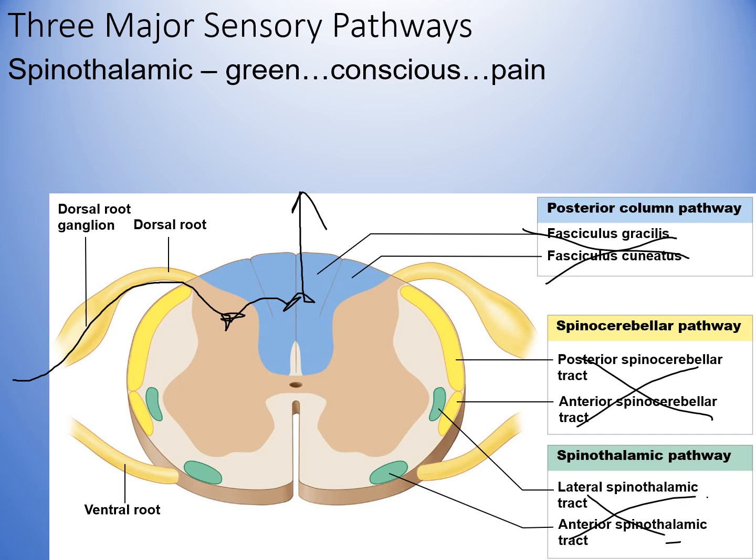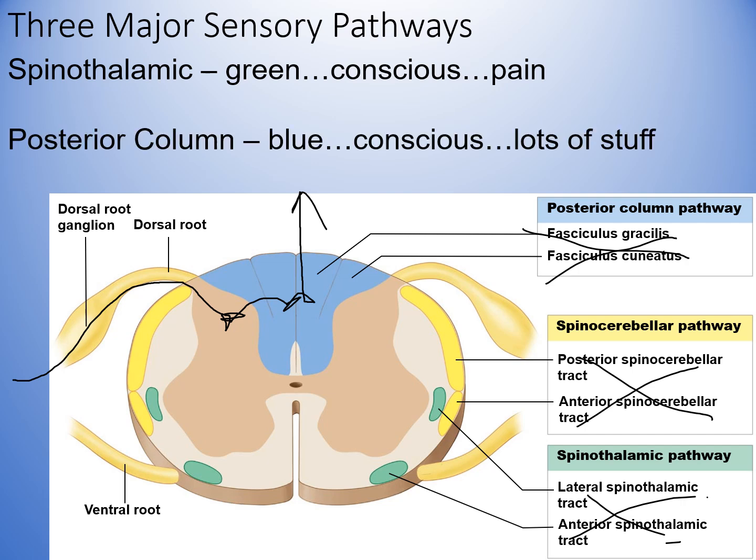The green pathway is the spinothalamic. This pathway is named for its origin, the spine, and its destination, the thalamus. Whenever you hear thalamus, you can think that it's conscious. So this carries information like pain. And my spinal cord stimulator targets this pathway. In fact, it disrupts the action potentials rising up on this pathway. And although I am in pain, my body does not sense that.